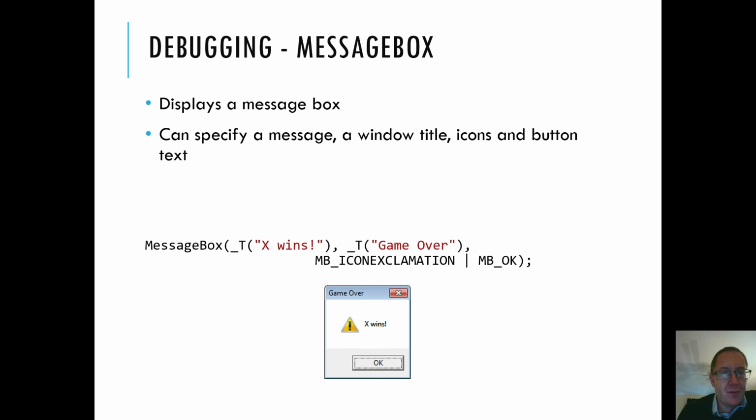Also, if I want a dialog box, I can do a MessageBox, _T, X wins, or whatever message I want to have in there. I can have the title for this whole thing. It's game over. And so that's the second parameter. And then I have what the icon is and what the button is in there. So if I want a quick message that does a pop-up, just copy this, change the text, we're good to go.